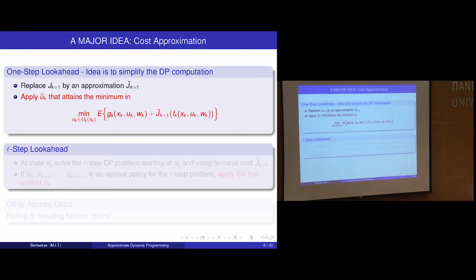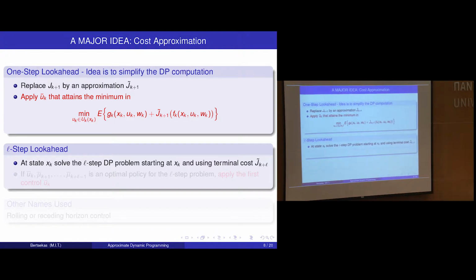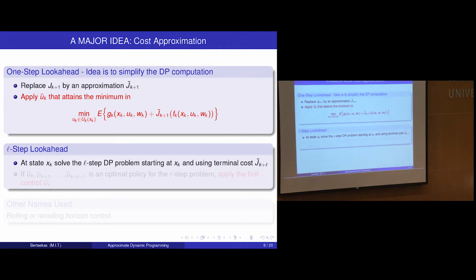Okay, now this is one step look ahead. We can also look ahead several stages, and at state xk, we can solve a two-step dynamic programming, a three-step dynamic programming, or an L-step dynamic programming that starts at xk and uses as terminal cost J tilde k plus L instead of the optimal Jk plus L. Okay? Now, in the one-step look ahead, you use at time k the control that attains the minimum here. In L-step look ahead, you solve this L-step problem. You obtain a control for the first stage, and then a control function for the remaining stages, and you apply the first control.